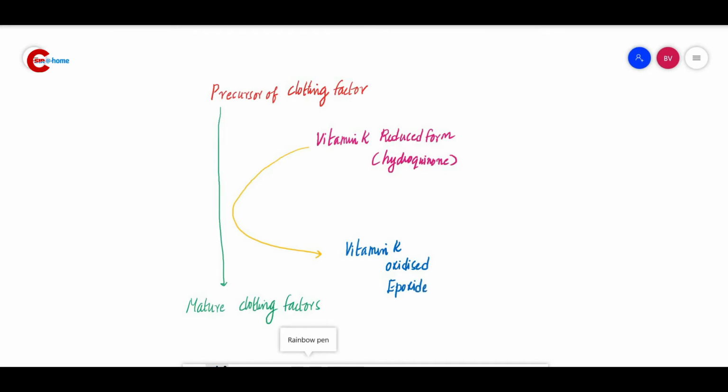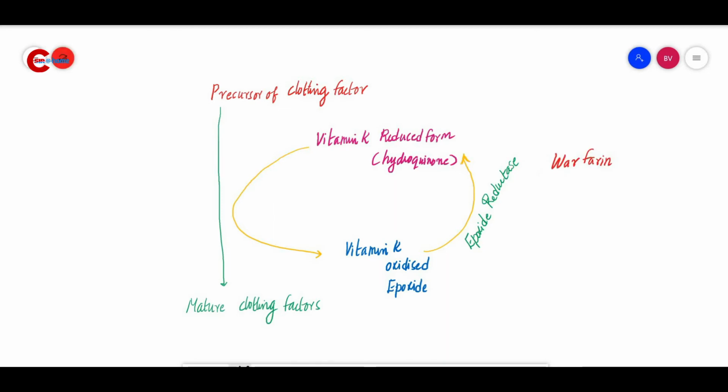So, in this process, the reduced form of vitamin K is oxidized. It is known as vitamin K oxidized epoxide. Then it is reduced into hydroquinone. For this process, an enzyme is needed. That enzyme is epoxide reductase. Vitamin K epoxide reductase is needed for the conversion of oxidized epoxide into reduced form.